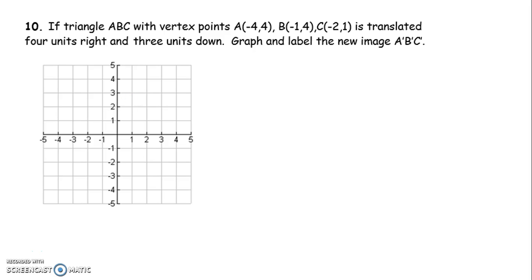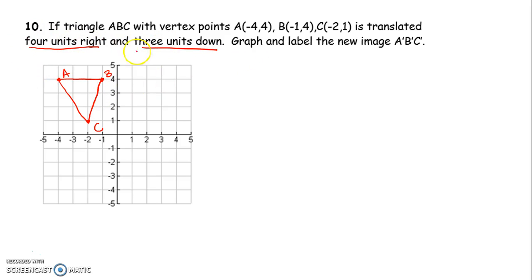If triangle ABC with vertex points A is -4, 4, B is -1, 4, and C is -2, 1. If I take that triangle, I make sure I label it ABC. Again, I don't have a straight edge, you do, so hopefully yours looks a lot nicer than mine. Is translated 4 units to the right and 3 units down. Graph and label the image.